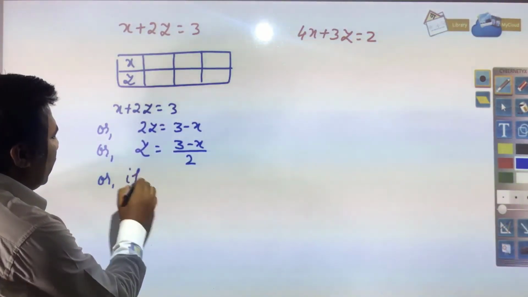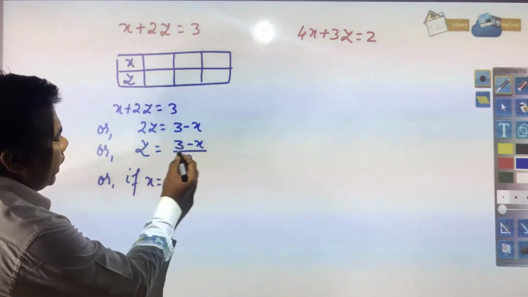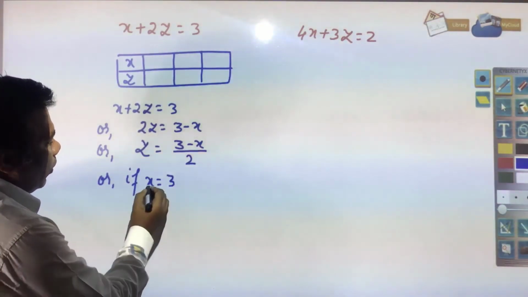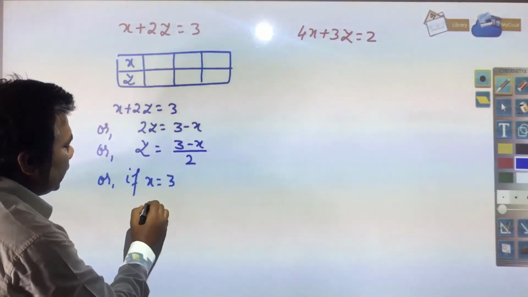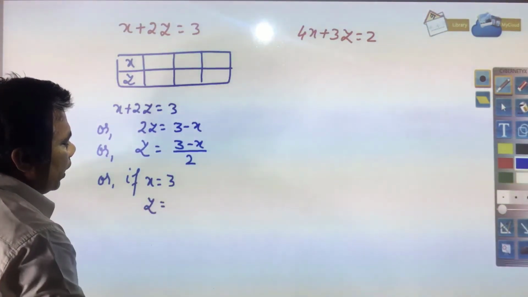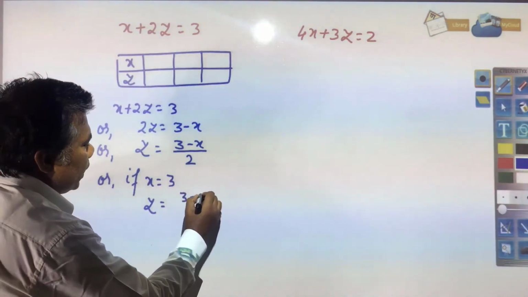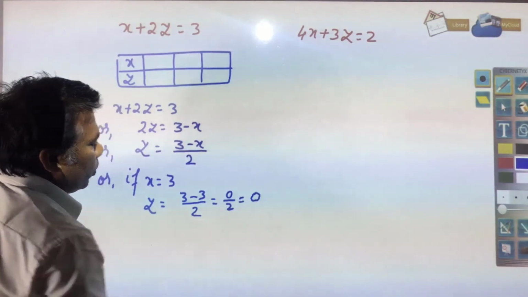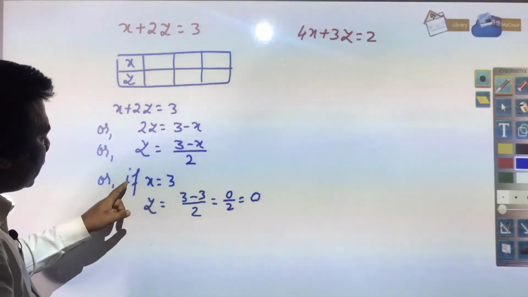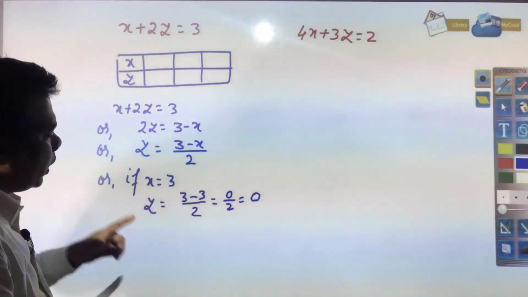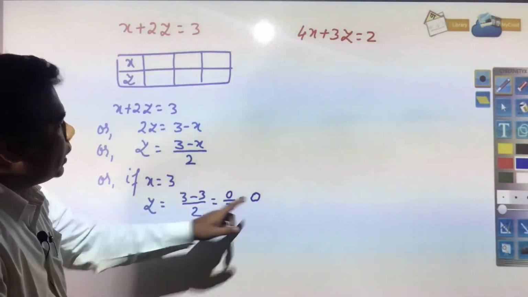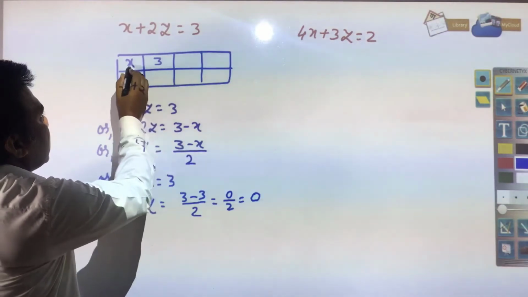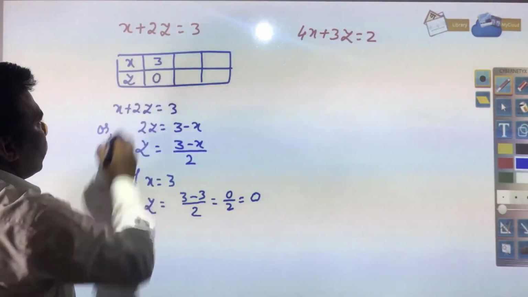If x we put 3, then what will we get? If x is 3, we get y is equal to (3 minus 3) divided by 2, which is 0 by 2, and that will be 0. So, when you suppose x is equal to 3, you get y is equal to 0. You write this down over here: when x is equal to 3, y is 0.